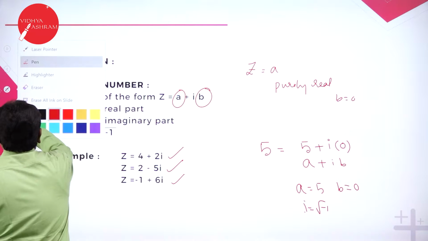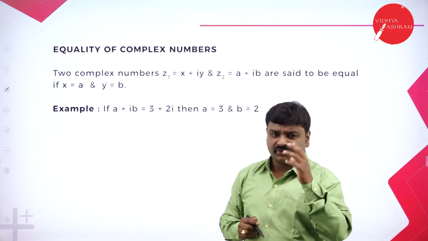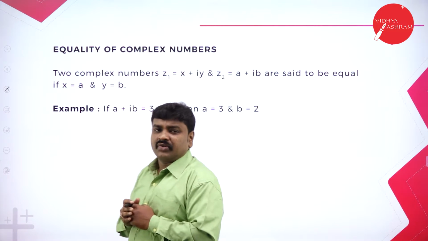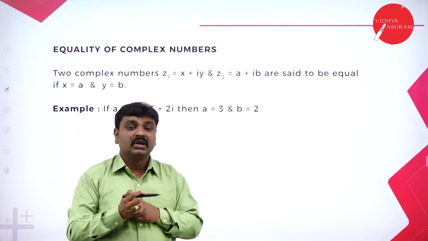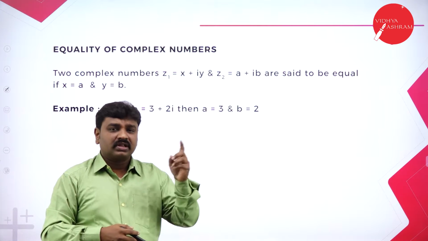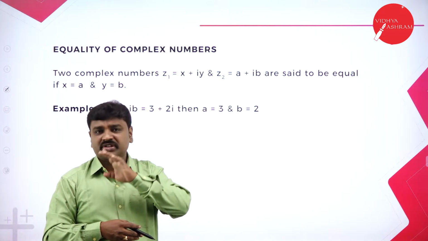Now let us consider the comparison of two complex numbers. That we say equality of two complex numbers. When can you say two complex numbers are equal? Always two complex numbers are not equal. If two complex numbers are equal, then the real part of one should be equal to the real part of the other and the imaginary part of one should be equal to the imaginary part of the other.